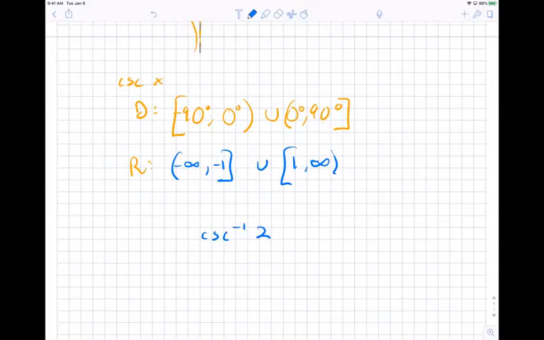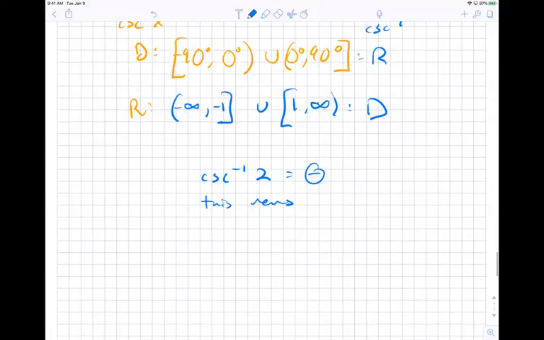What's the domain of inverse cosecant? So if this is inverse cosecant, this is our range, this is our domain. Okay. This equals some theta. Again, this means cosecant theta equals 2. Did we do this one already? The last one was -2.